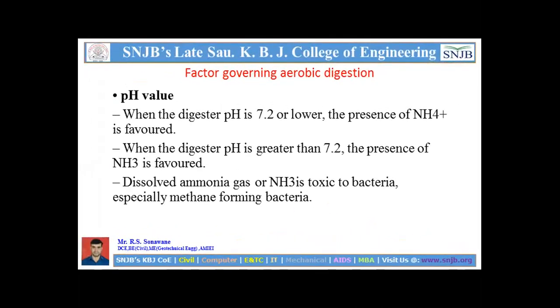If you consider the factor of pH value in anaerobic digestion, when the digester pH is 7.2 or lower, the presence of NH4+ is favored. When the digester pH is greater than 7.2, the presence of NH3, that means ammonia, is favored. But dissolved ammonia gas, or NH3, is toxic to bacteria, especially methane forming bacteria. Okay, this is about the pH value, which is related to ammonia, the toxic gas.